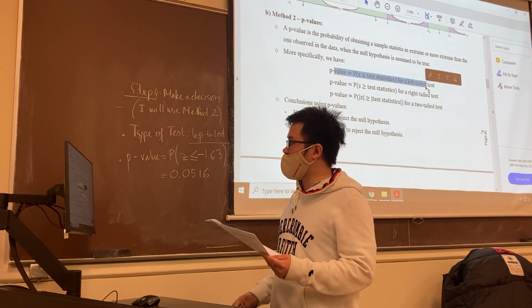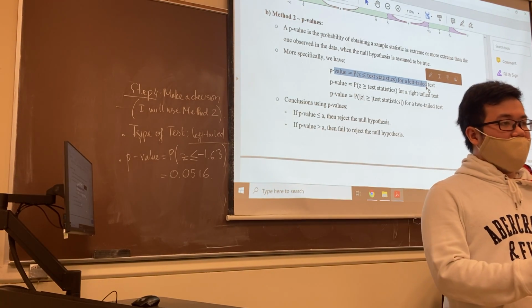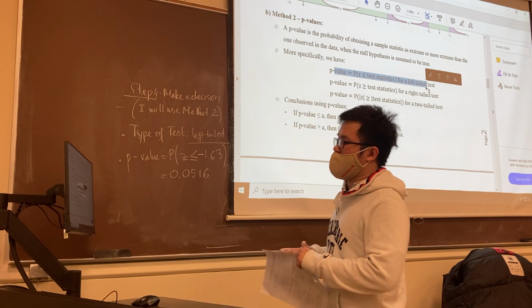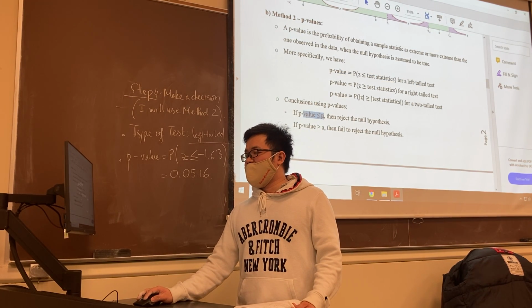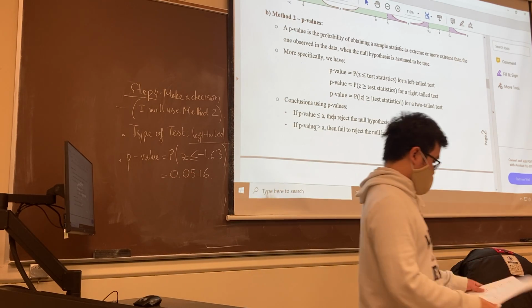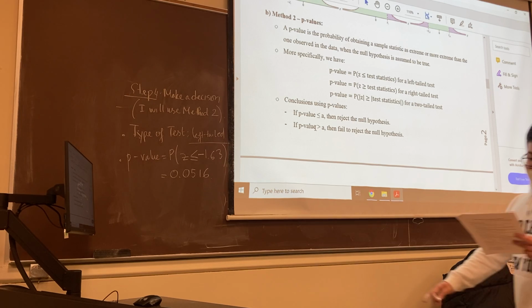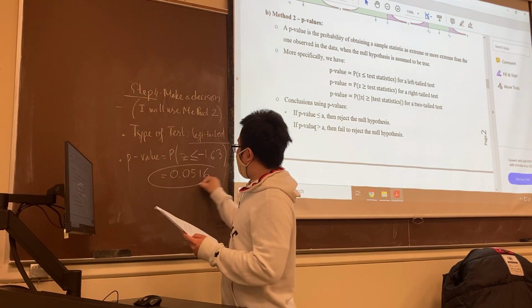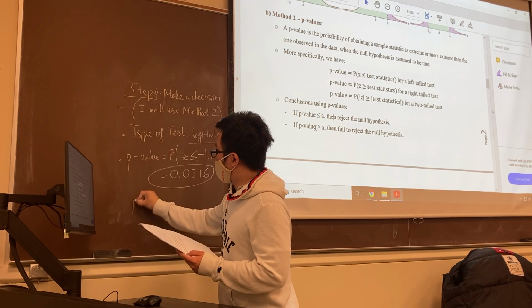Okay, we find the p-value, and the final step is to compare the p-value and the level of significance. If the p-value is less than alpha, we reject. If the p-value is greater than alpha, we fail to reject. Alpha here is 0.05, and the p-value is 0.0516, right?